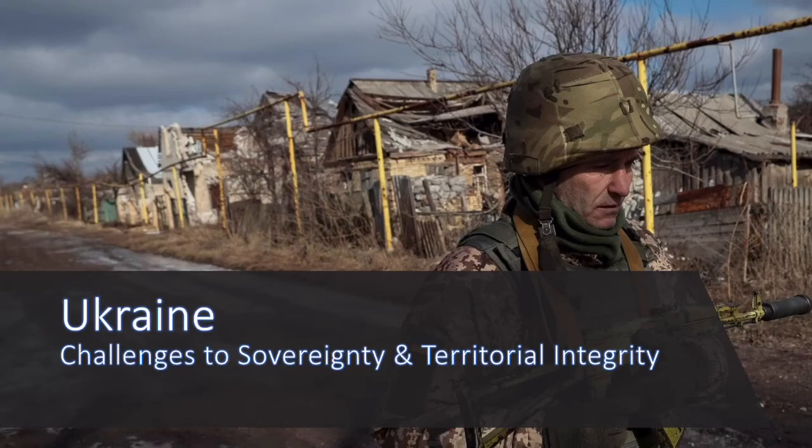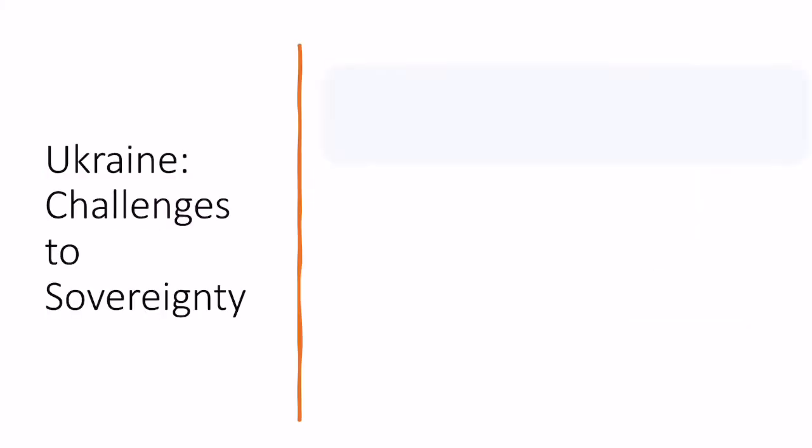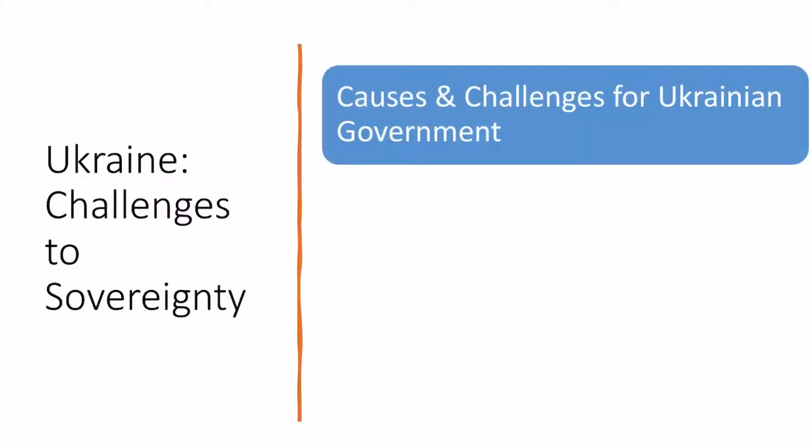So in today's video, I'm going to talk about the case study of Ukraine. We're going to be talking about the challenges to sovereignty and its territorial integrity. This is for the A-level OCR geography specification power and borders, where you need to have a case study of a country in which there has been challenges to the sovereignty.